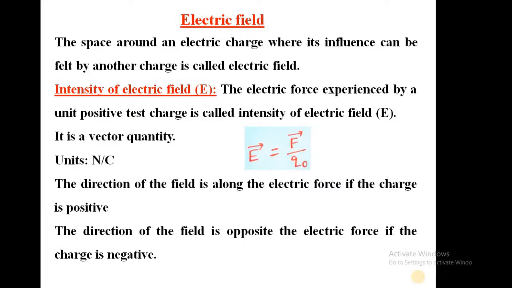That means it has both magnitude and direction. What is the direction of the E bar? The direction of the field is along the electric force if the charge is positive. The direction of the field is opposite to the electric force if the charge is negative. The unit of the electric field intensity is Newton per Coulomb.